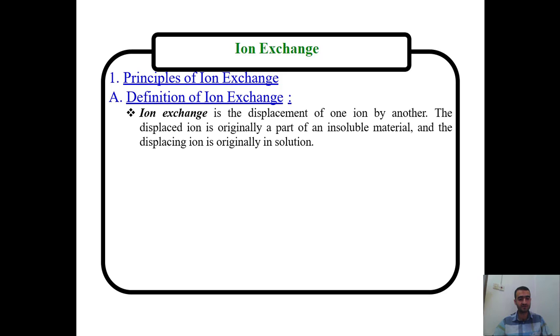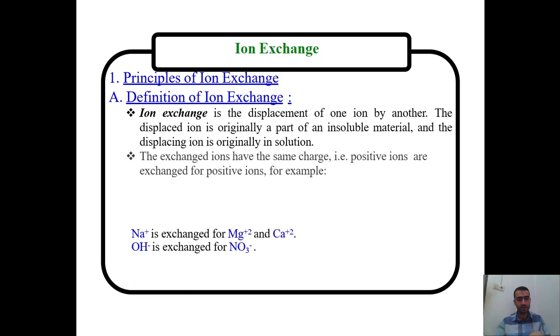So what is ion exchange? Basically, ion exchange is the displacement of one ion by another. It's like exchanging ions which have the same charge from one medium to another medium. The displaced ion is originally a part of an insoluble material. It can be solid, powder, or particulate material. And the displacing ion is originally in solution, so that's the ion that we are going to remove.